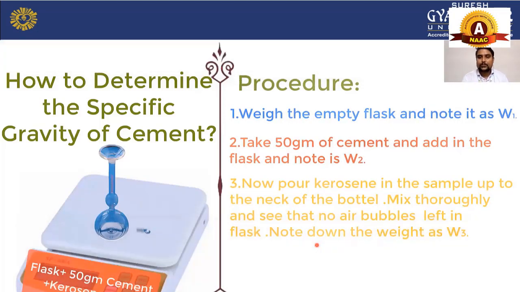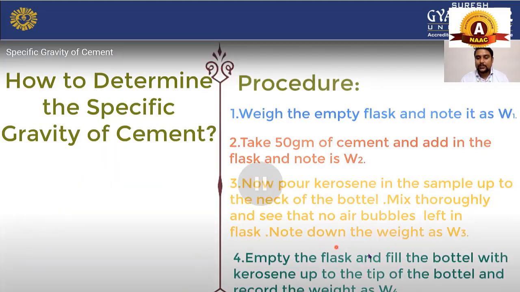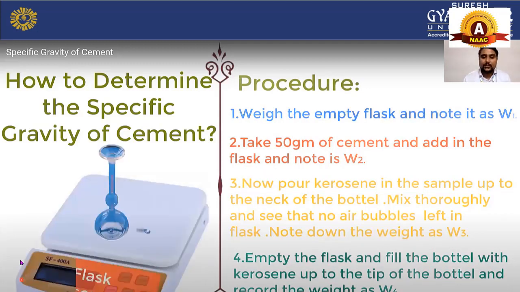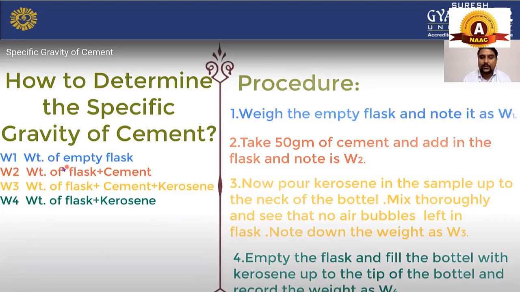And now we will see the fourth step. What will be our fourth step for cement? The fourth step will be to empty the flask. We have to remove everything, fill the bottle with kerosene up to the tip of the bottle, and record the weight as W4. So flask plus kerosene is equal to W4. And here you can see W1 is the weight of the empty flask, W2 is the flask plus cement, W3 is flask plus cement plus kerosene, and W4 is equal to the weight of flask plus kerosene.